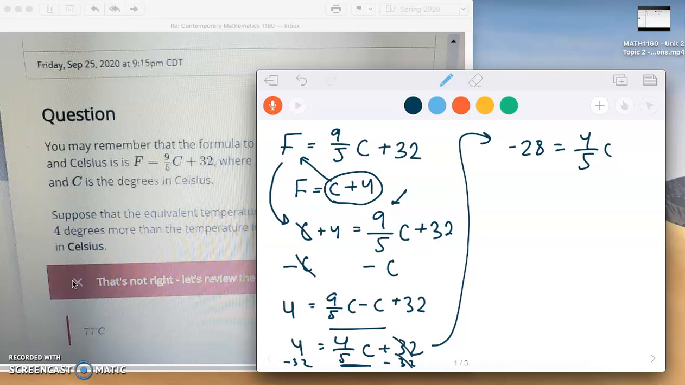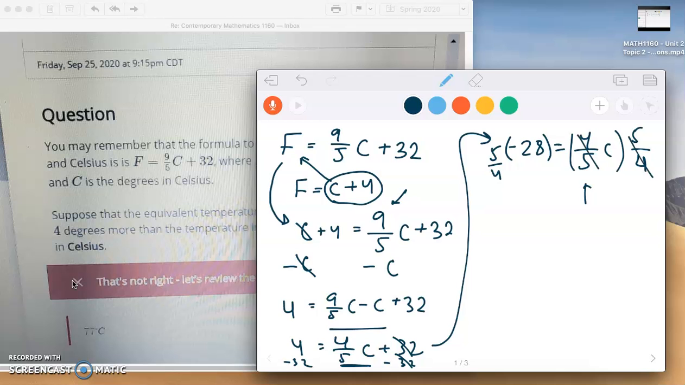So now whenever you want to cancel a fraction out, you need to multiply by the reciprocal, because any number times its reciprocal equals 1, right? Because 4/5 times 5/4 equals 1. And that's what you want to have, 1c, right? So then we need to multiply this side by 5/4.